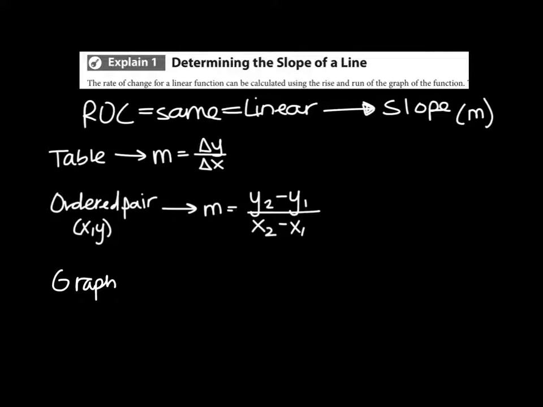So to calculate slope from a graph, this is probably what you're most familiar with, this phrase: rise over run. That just means that we're going to count up or down, either one, and then we will count left or right. And almost always we're going to be counting to the right.